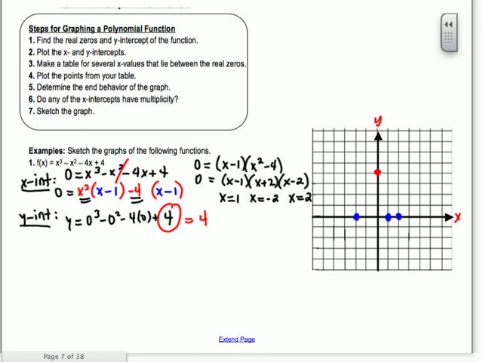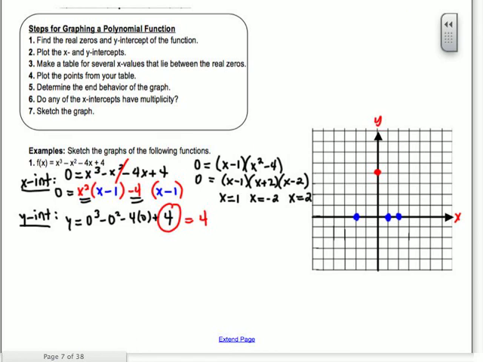Okay, polynomials are always what we call smooth and continuous. They're always curvy. So a lot of people, when they get this, they're like, oh, I got it, and they just draw a straight line across. It's never going to do that for a polynomial. It's always going to be real curvy and smooth. Okay, no sharp corners or anything. Okay, so can you kind of see where we're going with this?